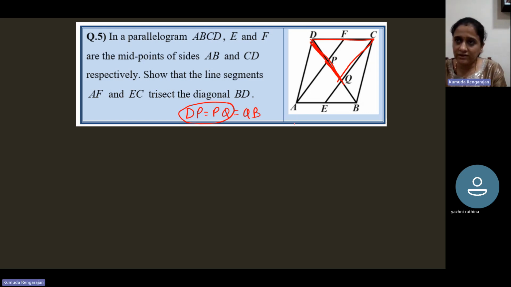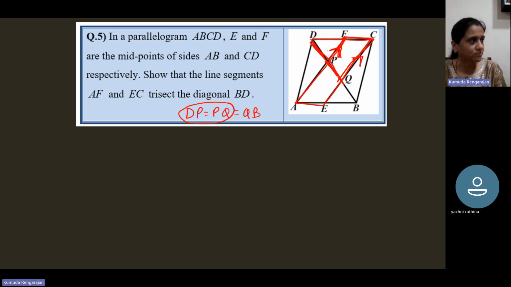Now in this triangle, F is the midpoint of CD, and through F, we have FP, which is parallel to CQ. Why is FP parallel to CQ? Because AECF is a parallelogram. Opposite sides are parallel. AECF, this one is a parallelogram. So FP is parallel to CQ.